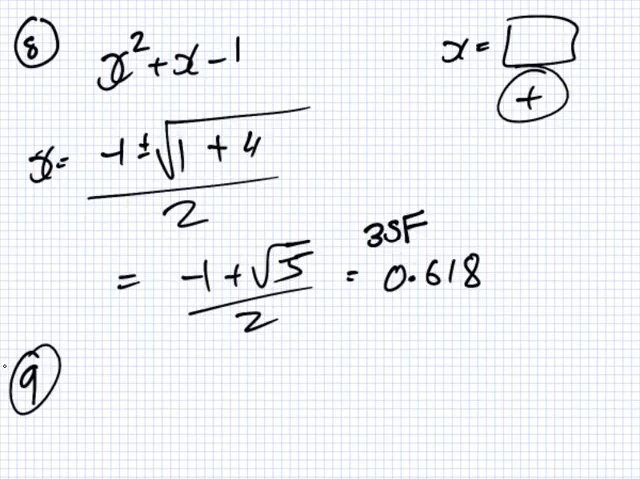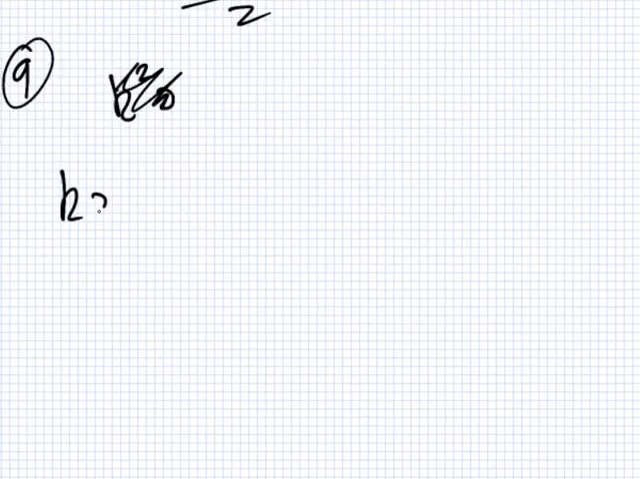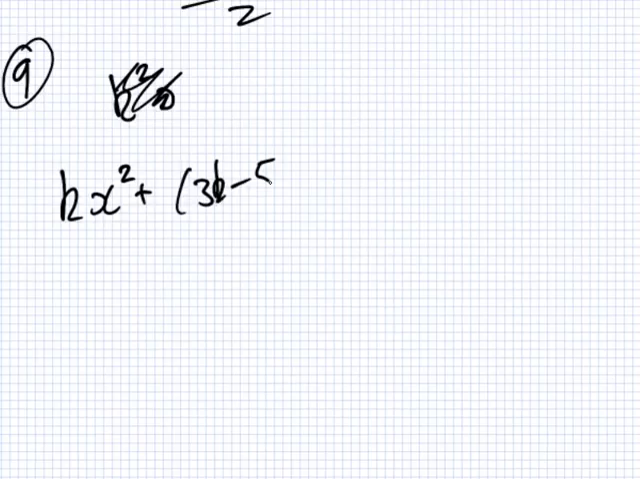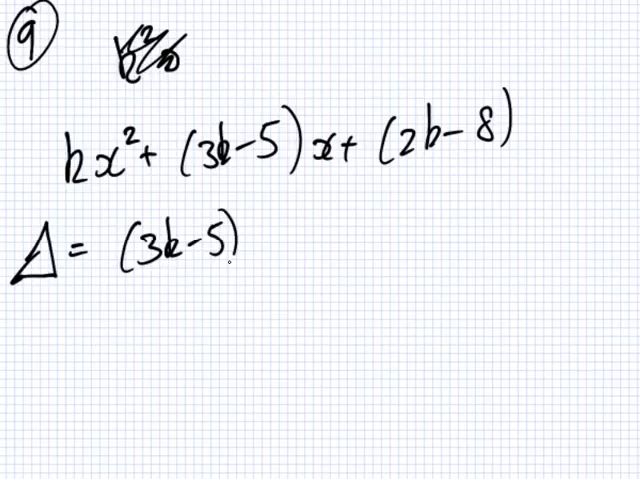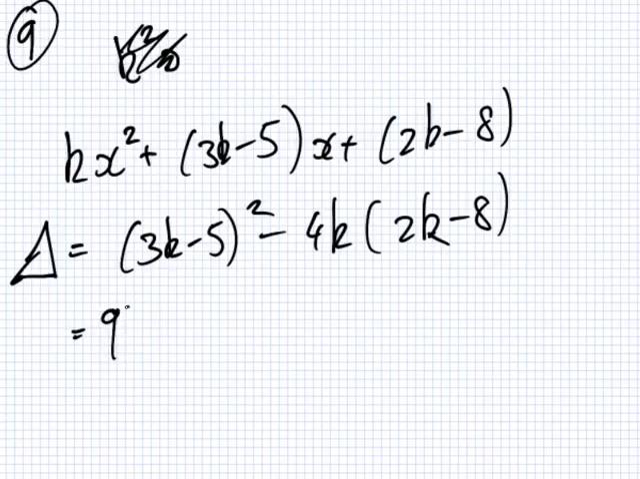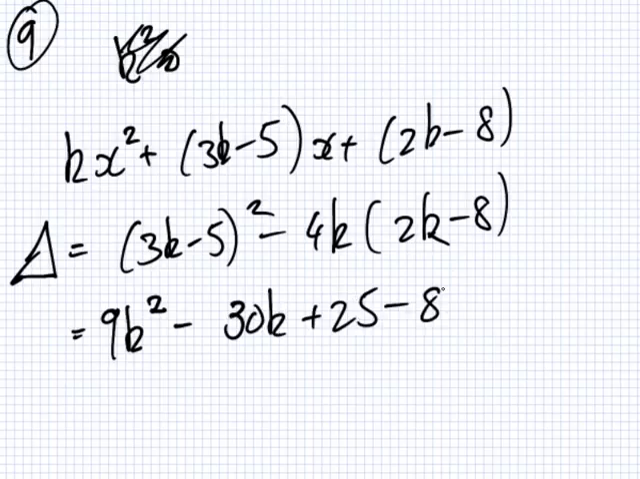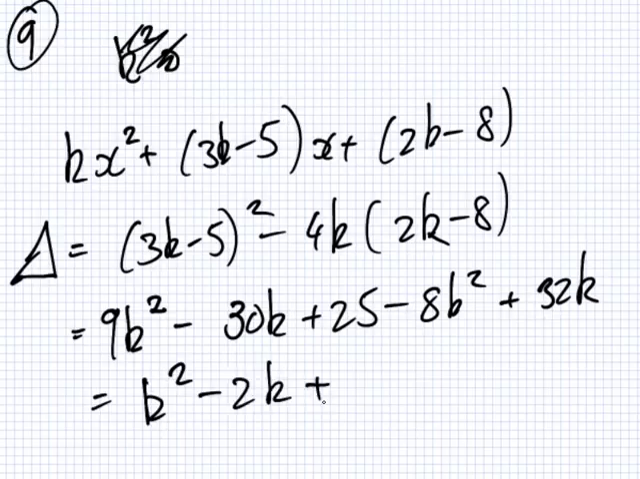Nine. Kx squared plus 3k minus 5x plus 2k minus 8. How many roots? Discriminant equals b squared minus 4ac. 9k squared minus 30k plus 25 minus 8k squared plus 32k. That's k squared minus 2k plus 25.